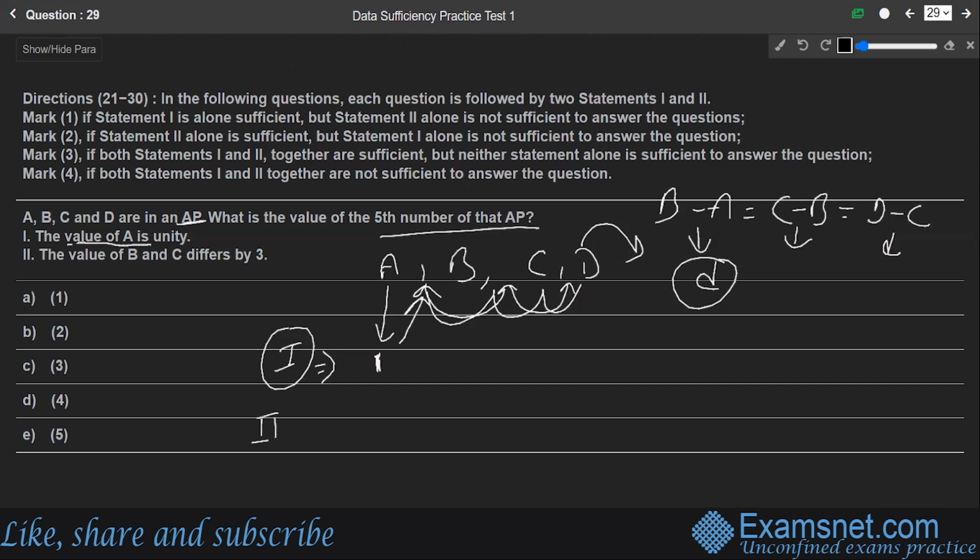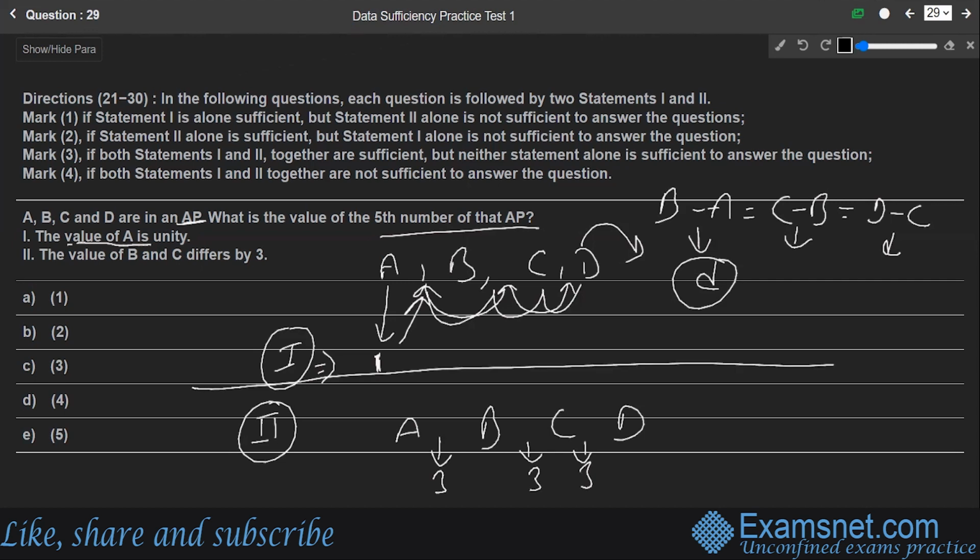Now let us check statement number 2, whether it is sufficient. The value of B and C differs by 3. So the second statement is saying the difference is 3. That means obviously if they are in AP, the common difference remains the same. So this difference is also 3. This difference is also 3. But in statement number 2 alone, none of the numbers has been given. Only the common difference is given, but the first term or any other term is not given. So the second statement alone is not sufficient.